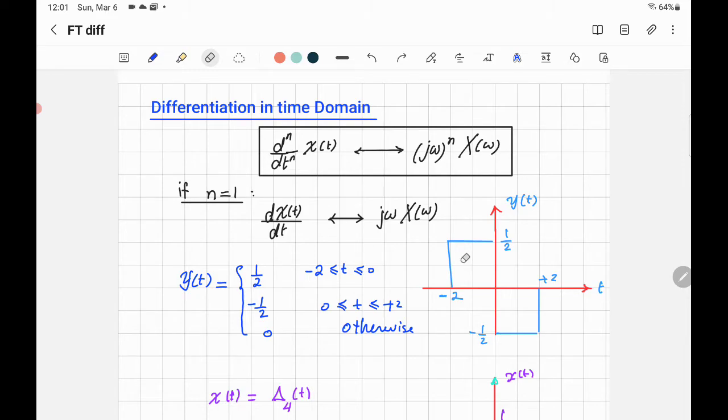An example: if you have this signal and it's equal to one half for the time between negative 2 and 0, and then it's equal to negative half between 0 and 2. So when you think about the differentiation, you ask, what is the integration of this one? The integration of this one will be a straight line with a slope, like t or something like that. A slant line, and this one has a negative slope.